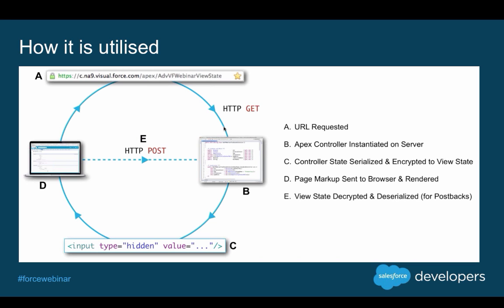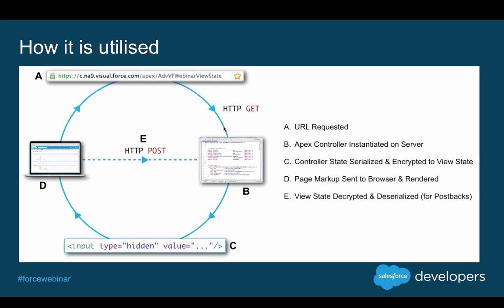So it might be that on your page you have some input fields and a button that allows you to save an account record, for example. When you press that button, a post request is sent to the server. So this is ever so slightly different. It's a different type of request. And in this request, the server is called with this information.